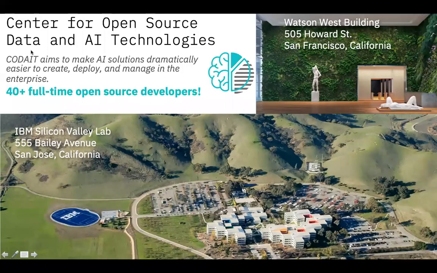Now, when we talk about the Center for Open Source Data and AI Technologies, we have approximately 40 plus full-time open source developers. Now, those numbers keep on changing. But typically, a large part of the team is concentrated across two venues in the Bay Area. One is Watson West, which is in San Francisco, what we call the north part of the Bay. And then we have the IBM Silicon Valley Lab, which is the South Bay. So we do have developers spread across these two labs, but in general, we have developers across the US as well as across the globe.